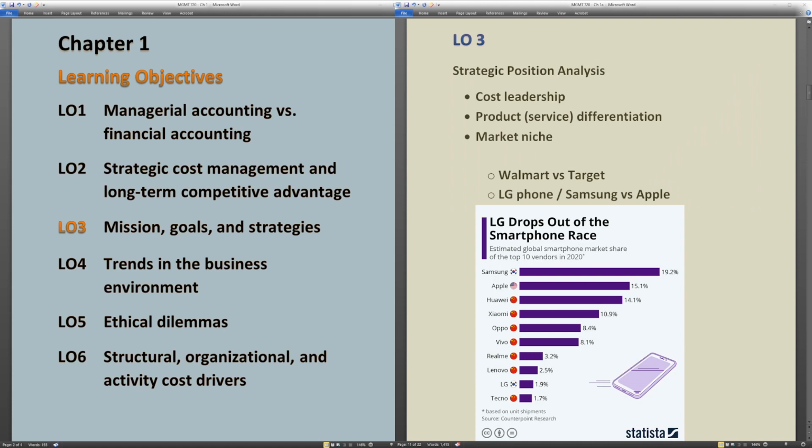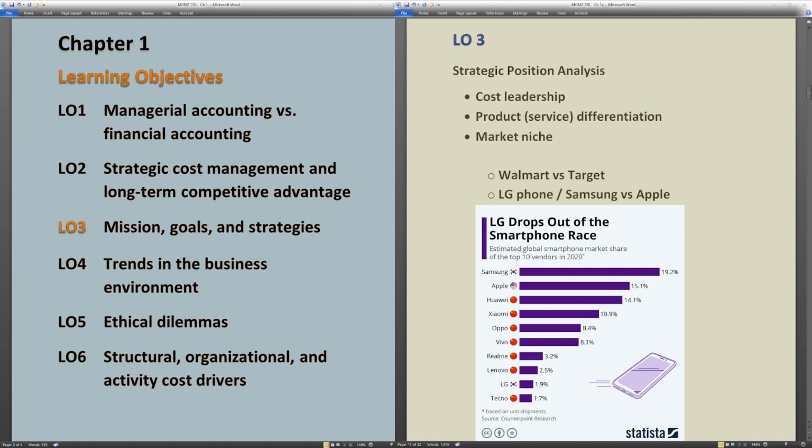One of the other parts of this learning objective is strategic position analysis, basically meaning this goes into when we talk about mission, strategy, and goals. This is part of the strategy. So we said, well, what is the broad approach? Well, here are 3 common broad approaches to positioning your company to fulfilling your mission. It could be compete on cost leadership. It could be product differentiation, or it could be market niche.